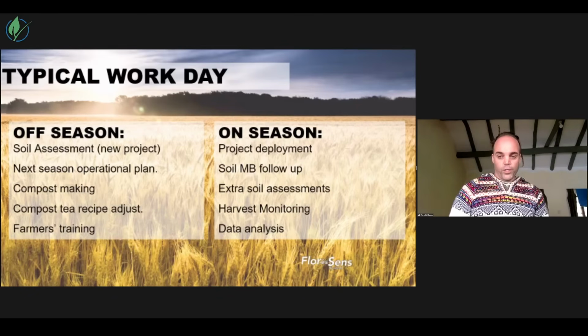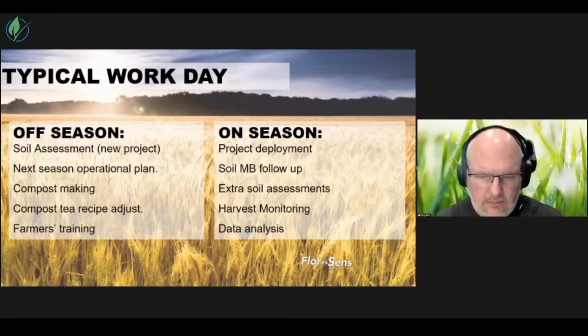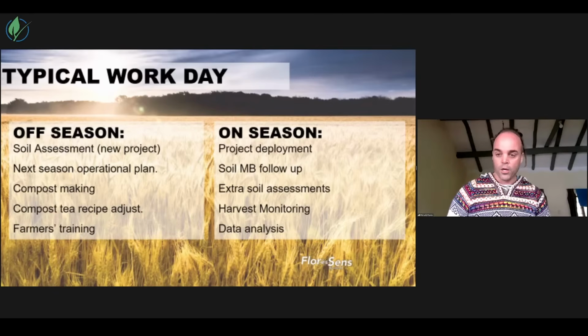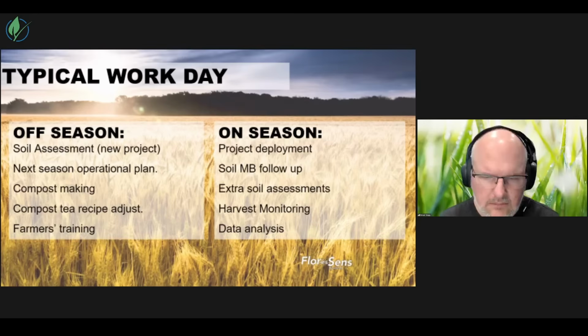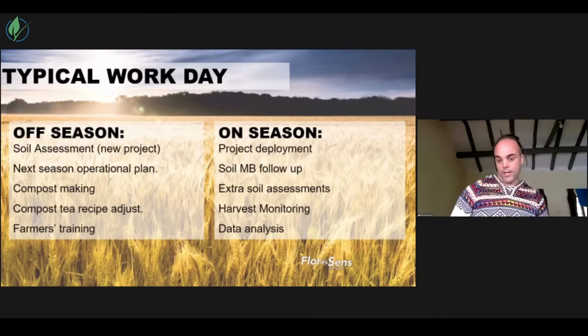On season, of course, we are in the fields doing the job. That means following up on the compost that we've created with the farmers, the machinery for compost tea, and then monitoring the correlation with the harvest and the soil food web itself. We want to be sure that we have a hand on what's going on in terms of soil health.